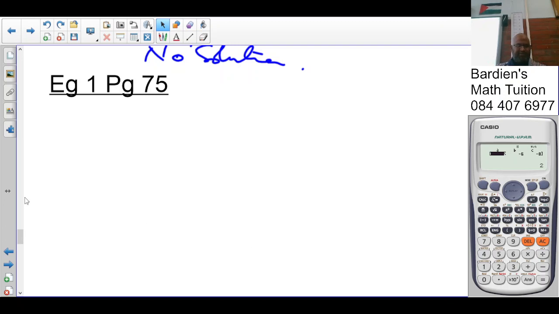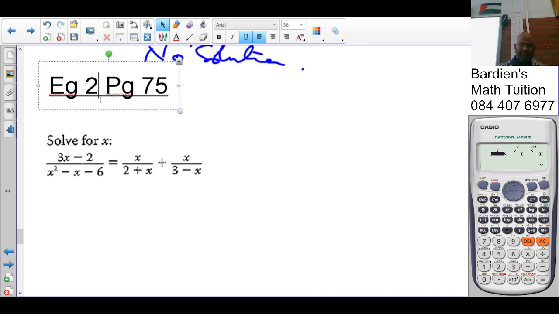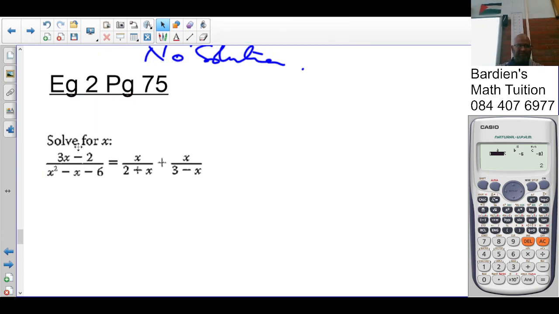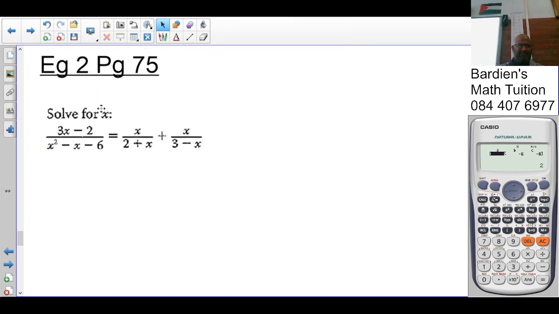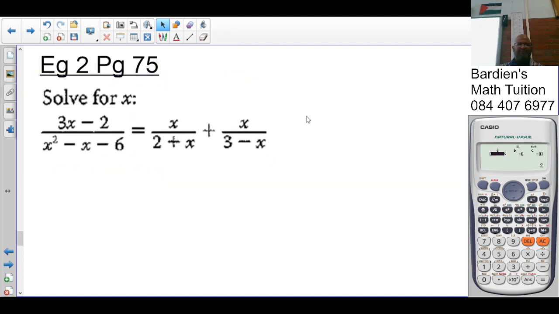Right, many things happening here in example 2 on page 75. Solve for x. You got 3x minus 2 over x squared minus x minus 6 equal to x over 2 plus x plus 3 over 3 minus x. So what are we going to do first here? Factorize the denominator.